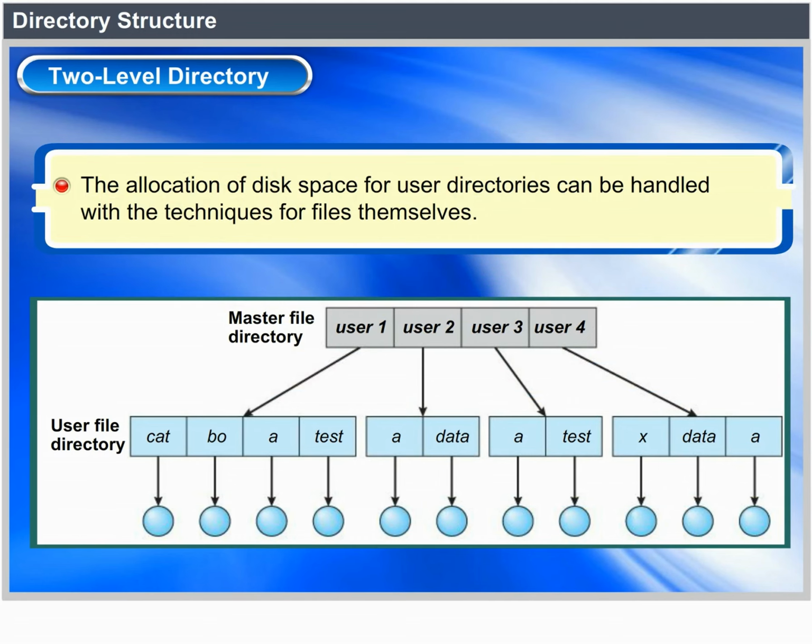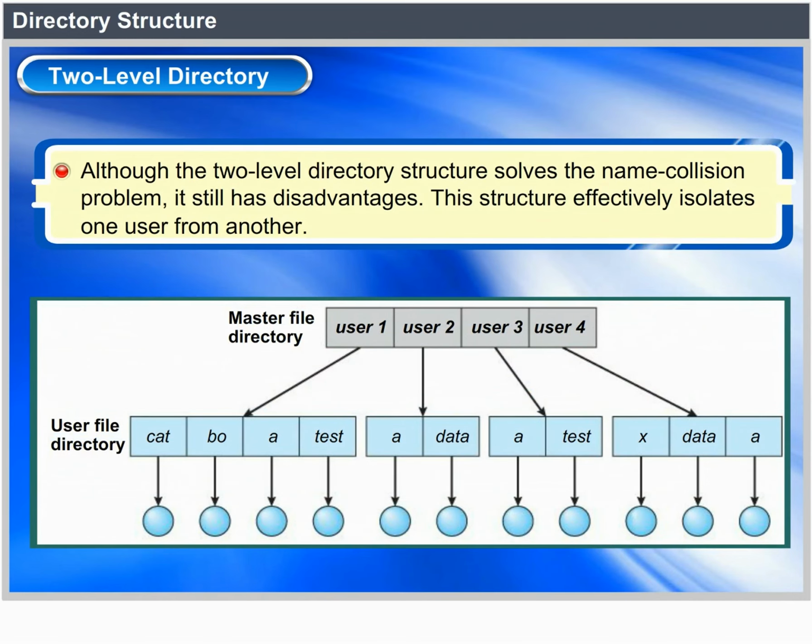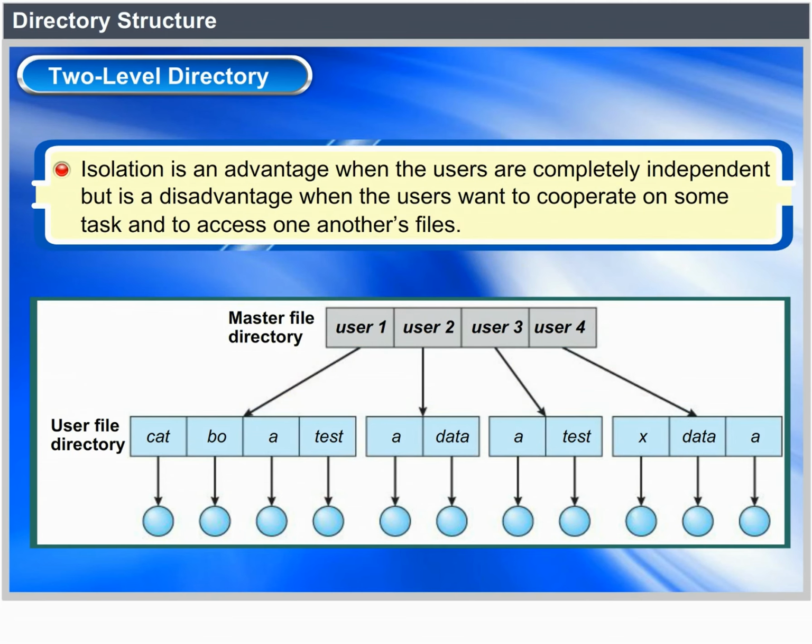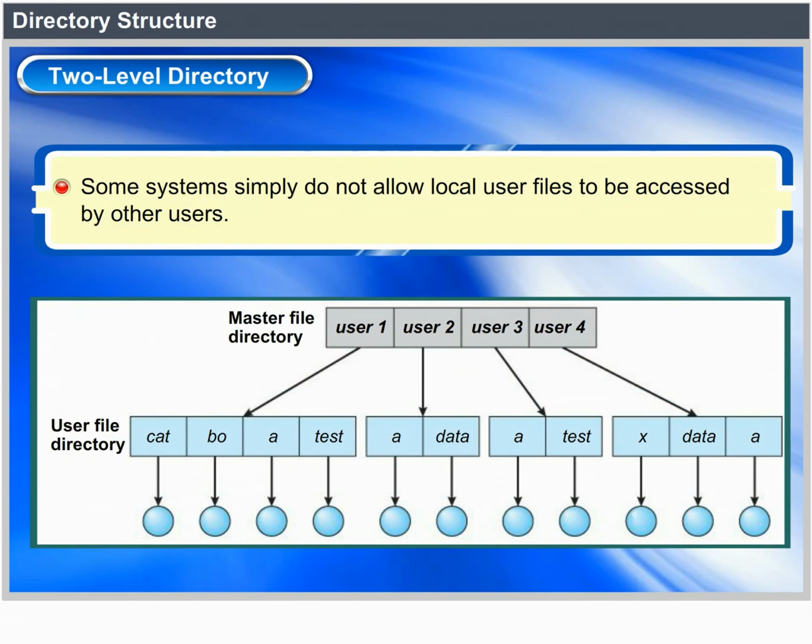Although the two-level directory structure solves the name collision problem, it still has its disadvantages. This structure effectively isolates one user from another. Isolation is an advantage when the users are completely independent, but is a disadvantage when the users want to cooperate on some task and to access one another's files. Some systems simply do not allow local user files to be accessed by other users.